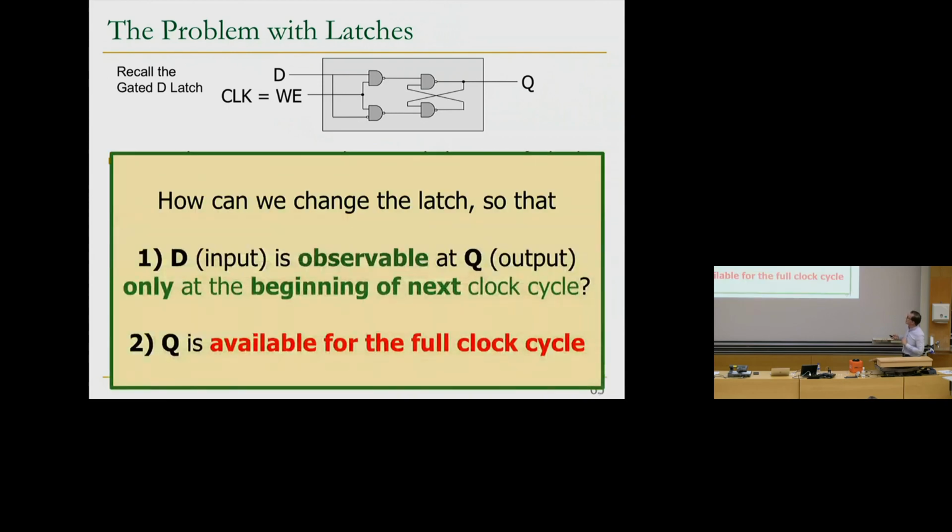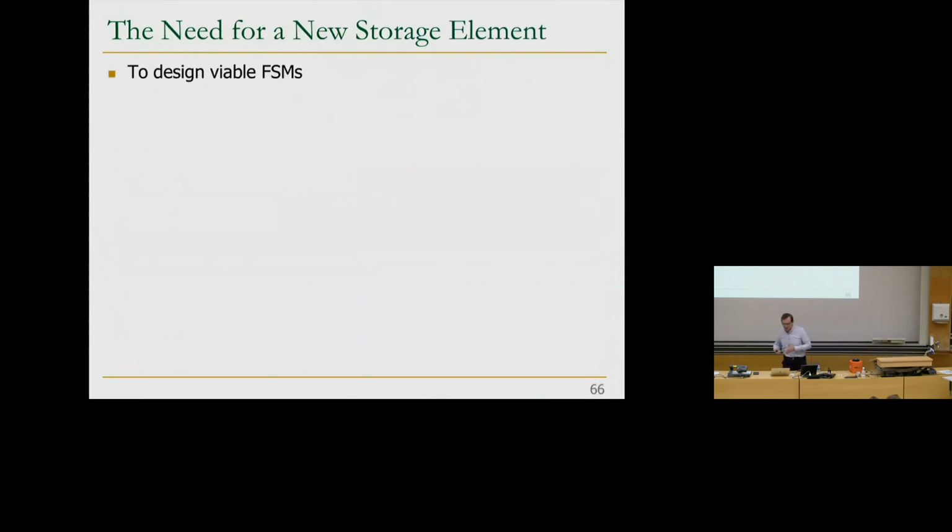So it's undesirable. So again, to repeat, how can we change this latch or design something else such that the D input is observable at Q only at the beginning of the clock cycle, and the output of the latch, which is the state values, is available for the full clock cycle. So this is needed. We need a new storage element, basically, and that's what I'm going to motivate.